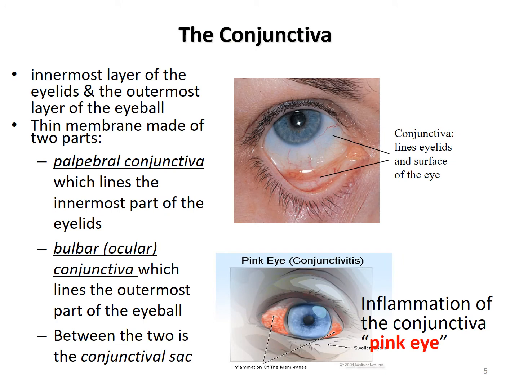The conjunctiva. The conjunctiva is basically the innermost layer of the eyelids and the outermost layer of your eyeball. Yeah, so directly on the eyeball and on the eyelids. On the eyelids, as the eyelids are called palpebra, it is called palpebral conjunctiva. And directly on the eyeball itself, it's called either bulbar or ocular conjunctiva. That just lines the outermost part of your eyeballs. Between the two is the so-called conjunctival sac. You can also get inflammation of the conjunctiva that is called pink eye, especially prevalent in kids with dirty hands.